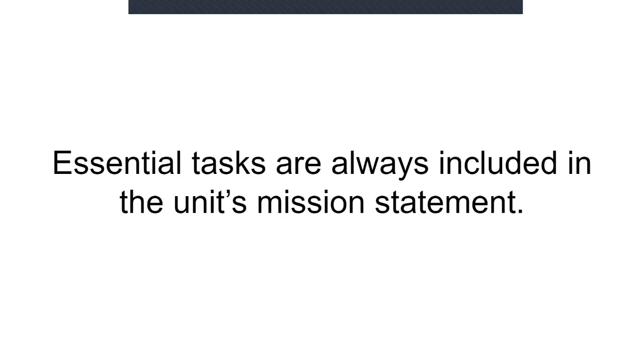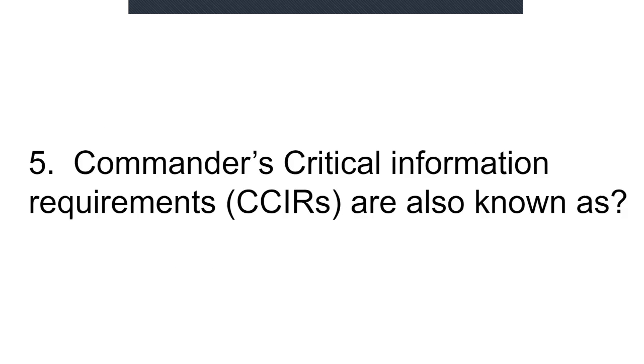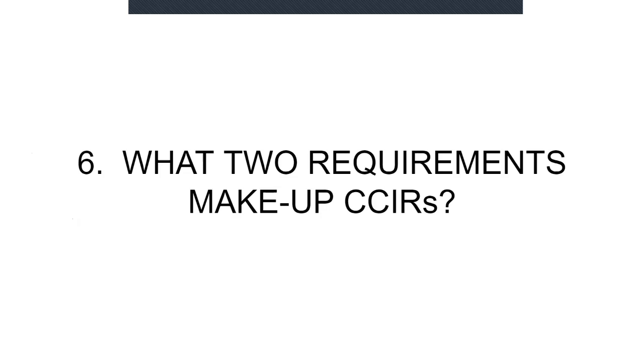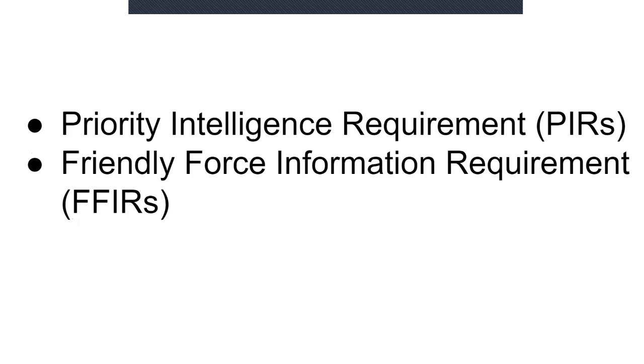4, essential tasks are included where? Essential tasks are always included in the unit's mission statement. 5, CCIRs are also known as what? They're known as wake-up criteria. 6, what are 2 requirements that make up CCIRs? And those 2 requirements are PIRs, or Priority Intelligence Requirements, and FFIRs, Friendly Force Information Requirements.